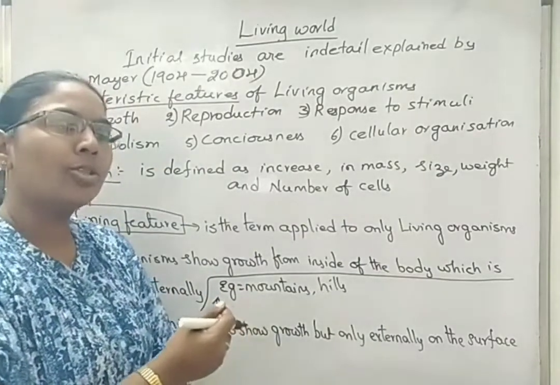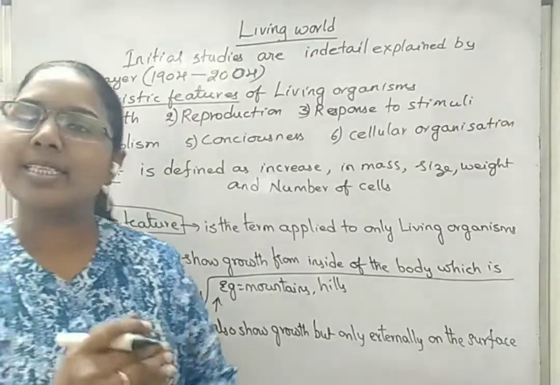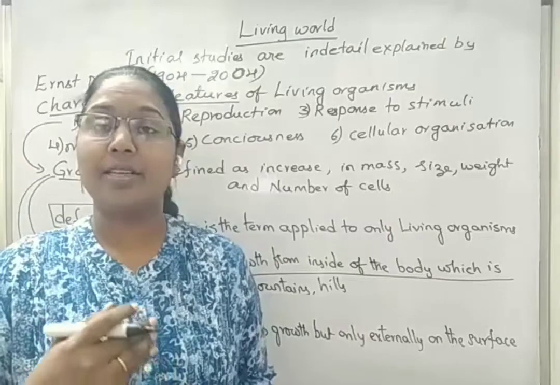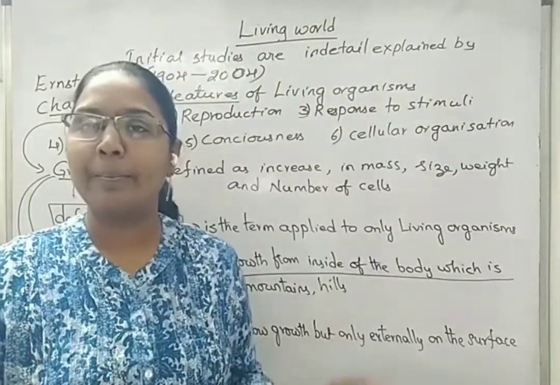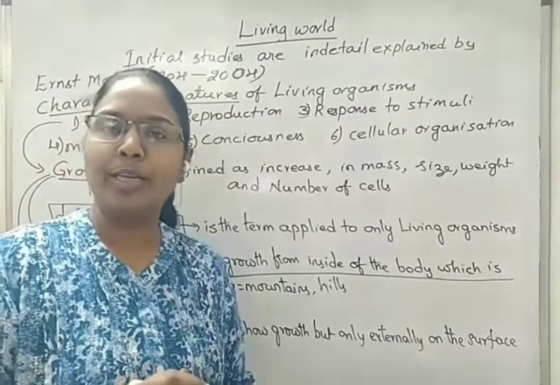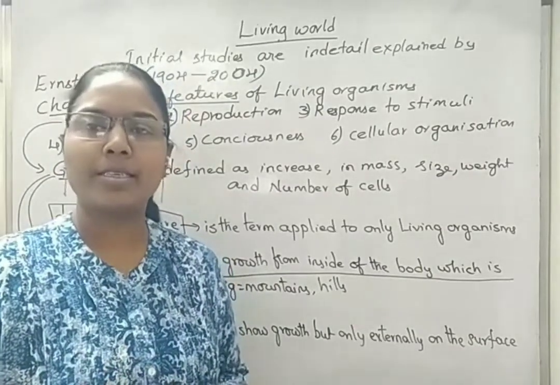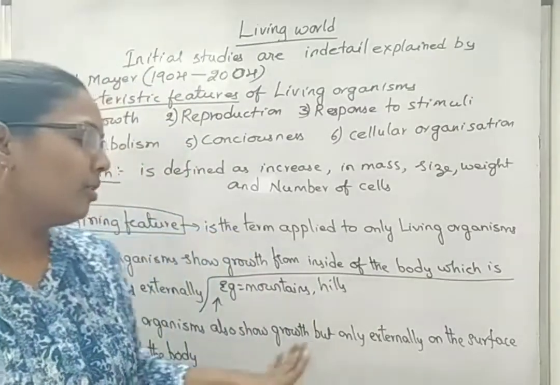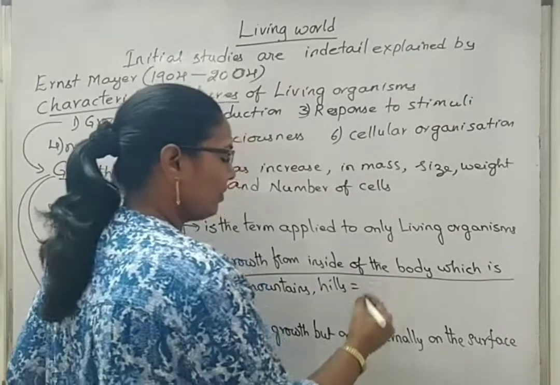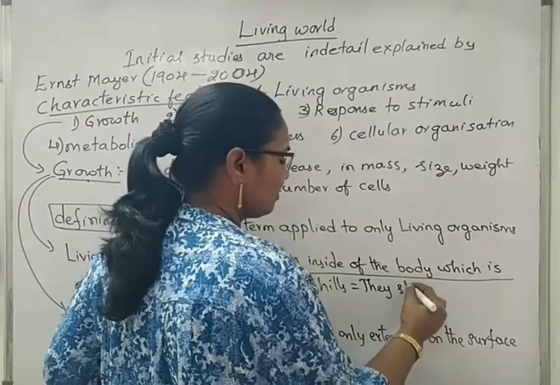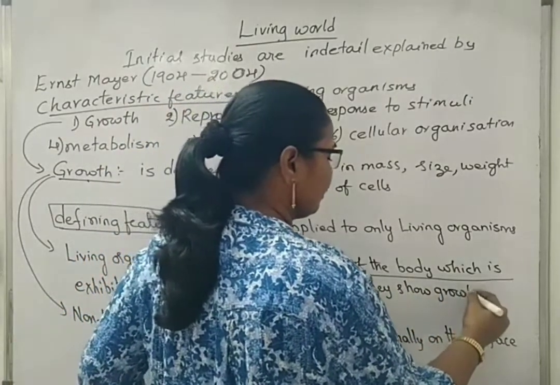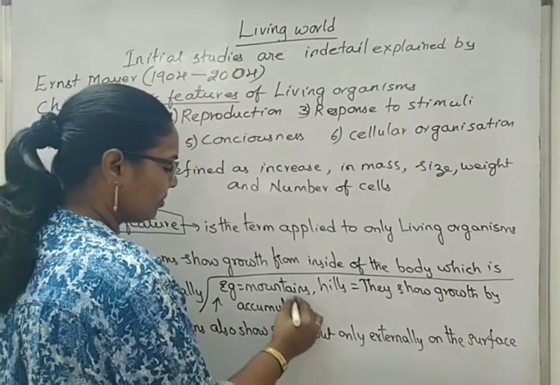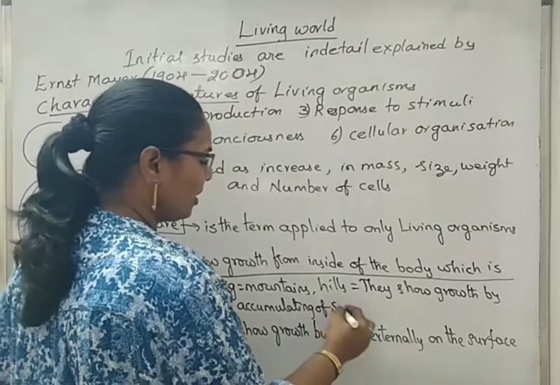So in the course of evolution, if initially the size of the hill is very small, but if it is calculated after several thousands of years, the size of the hill will be bigger and bigger. That is because of accumulation of soil particles or dust particles or any organic matter there, that increases the size of the non-living organism. They show growth by accumulating soil and organic matter.